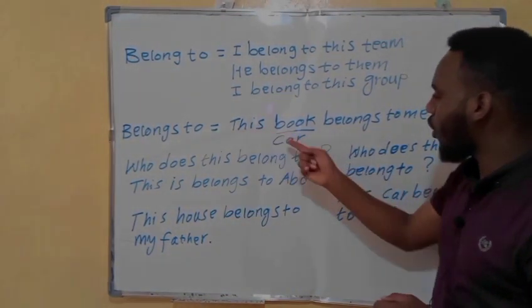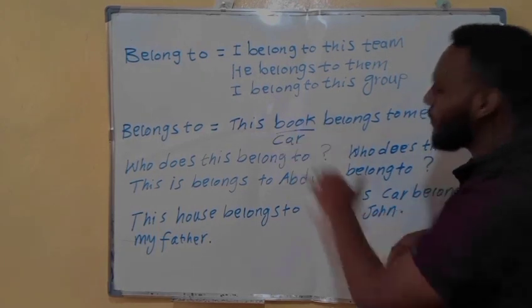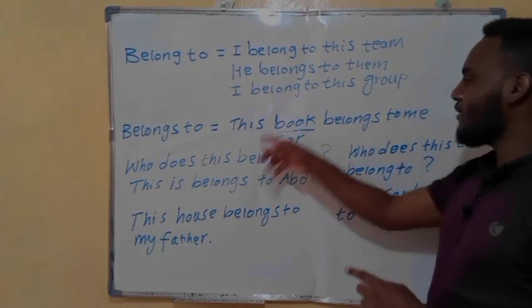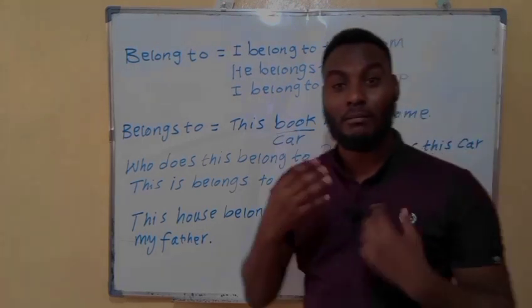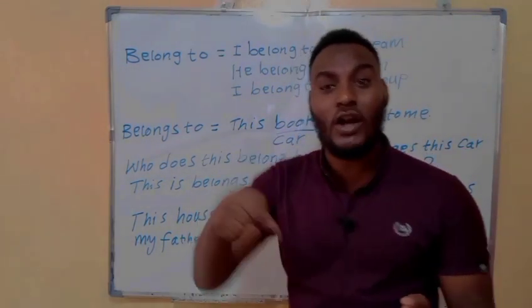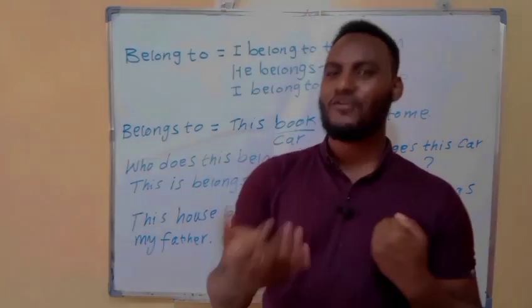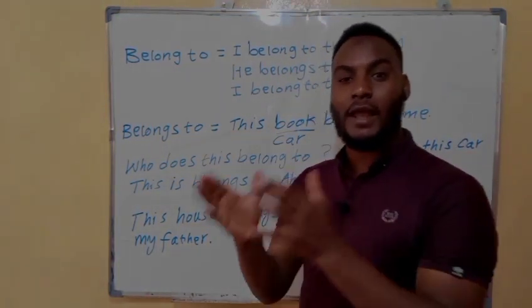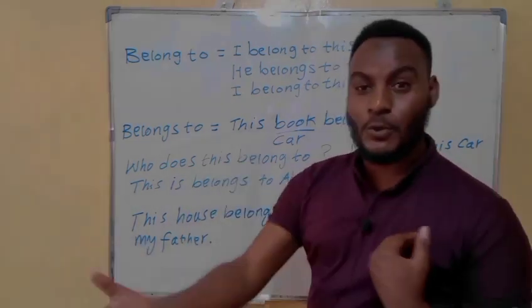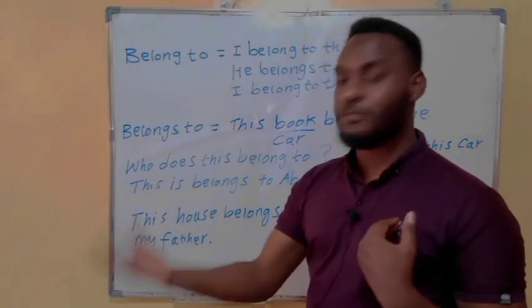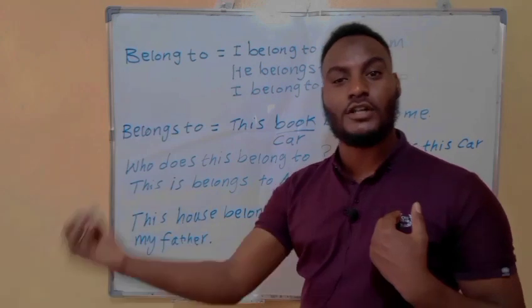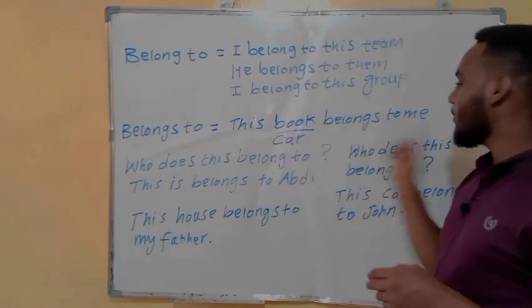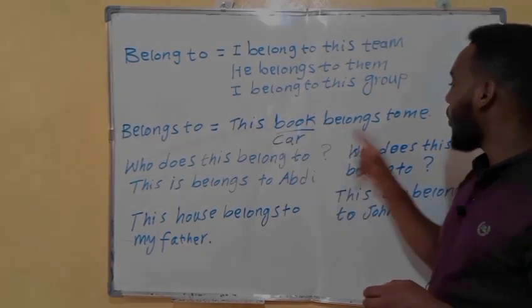You can say this car, all of the nouns can be changed. This car belongs to me, this house belongs to me, this book belongs to me. This is my phone, this phone is mine, you can say this phone belongs to me. This pen belongs to me, this is my car, this car is mine. You can say this car belongs to me, this car belongs to her.